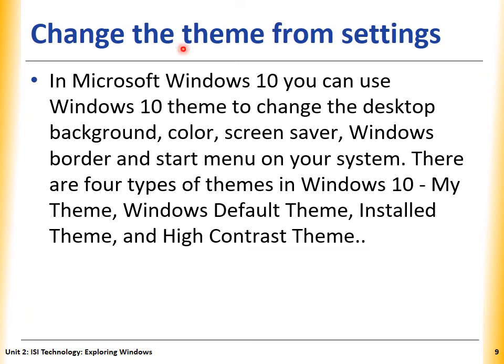Okay, do you remember the theme? I already told you about this in the last session. In Microsoft Windows 10, you can use a theme to change the desktop background. I already told you about the background, color, screensaver, Windows border, and start menu on your system. There are 4 types of themes in Windows 10. The first one is My Theme. The second one is Windows Default Theme. The third one is Installed Theme from the App Store. And the fourth one is High Contrast Theme. We will see this later on too.